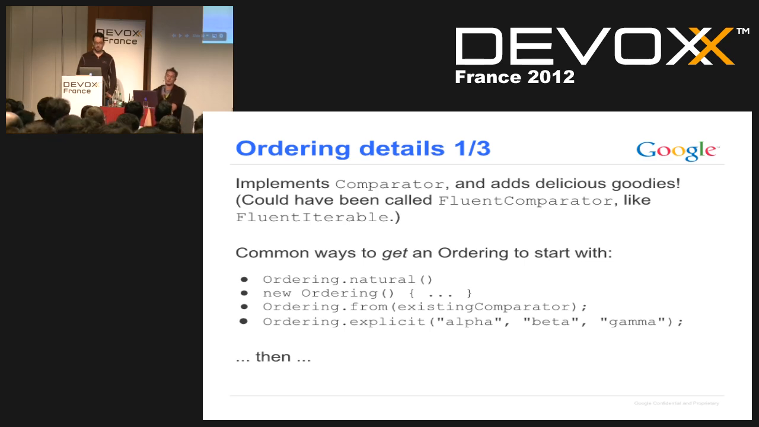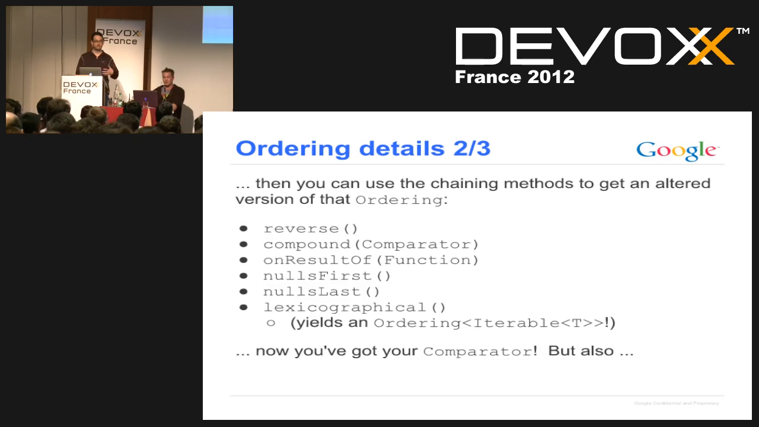Once you have an ordering, then you can use the chaining methods to chain it into an altered version of that ordering. So if you call reverse on the ordering, now you've magically got a comparator that compares things in the opposite order. You could compound it with another comparator. Again, that means use the first comparator as long as it tells you which one is less or greater. But if they turn out to be tied, that neither one is lesser and neither one's greater, then go on to try the next comparator. We already saw the onResultOf function. You can also say nulls first.